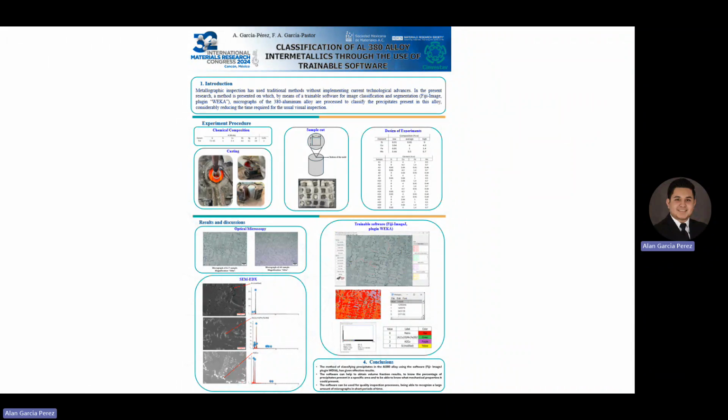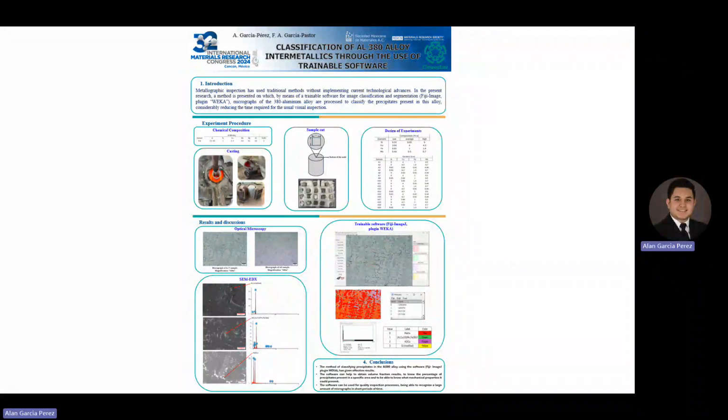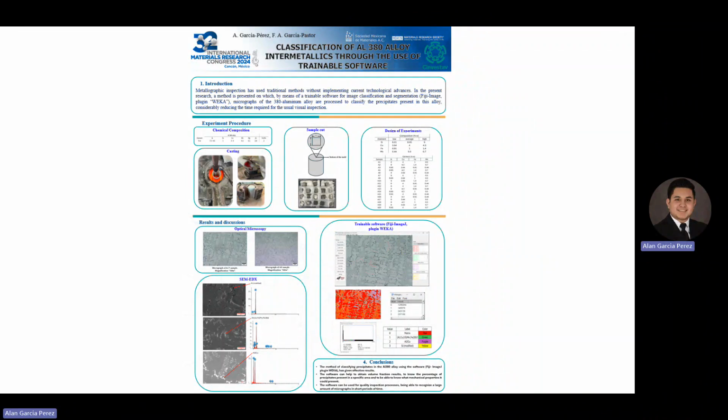The method of classifying precipitates in 380 aluminum alloy using the software ImageJ plugin Weka gave effective results. The software can help to obtain volume fraction results to know the percentage of precipitate present in a specific area and to be able to know what chemical properties it represents.